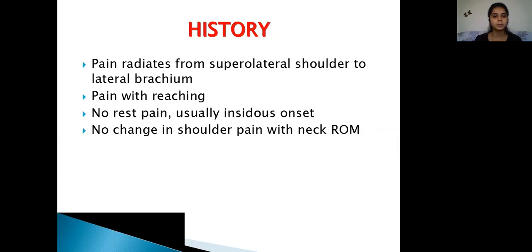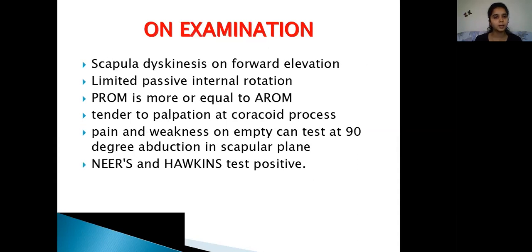Now patient will come with a history where the pain radiates from the superolateral shoulder to the lateral brachium. There will be pain with reaching, no rest pain, and there will be insidious onset, and there won't be any change in shoulder pain with neck range of motion. On examination, there will be scapular dyskinesis seen on forward elevation, limited passive internal rotation, and passive range of motion is more than or equal to active range of motion. There will be tenderness when you palpate at the coracoid process.